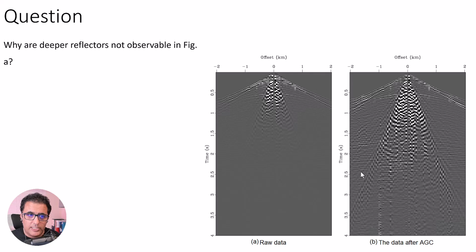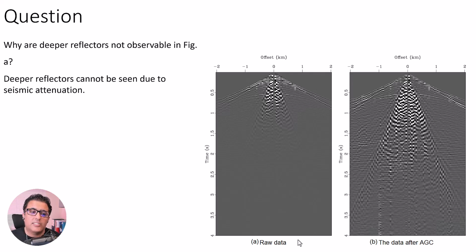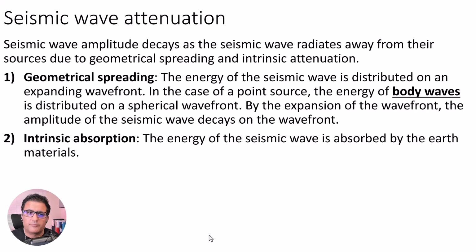So here is the question. Let's look at figure A. Why are deeper reflectors not observable in figure A? The reason is seismic attenuation. In other words, once the seismic wave propagates through the earth, it undergoes attenuation, and that's the reason the seismic energy becomes weaker and weaker. And when we look at a deeper reflector, we see almost no energy.